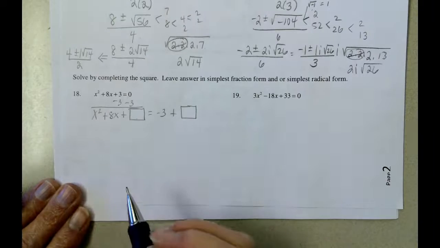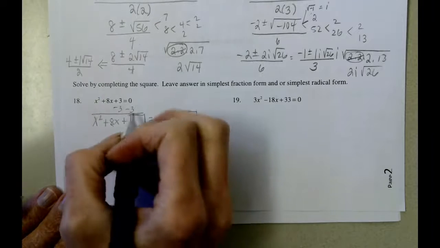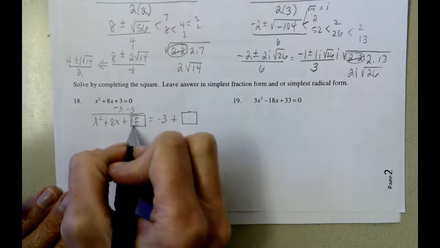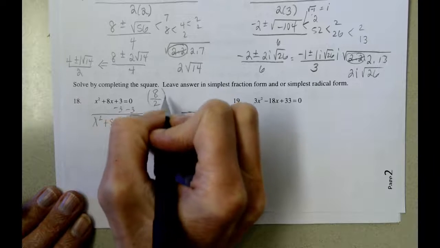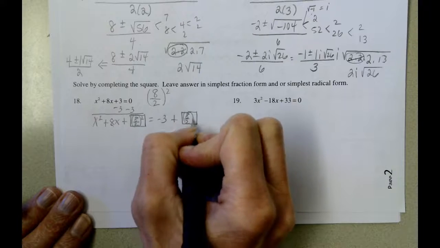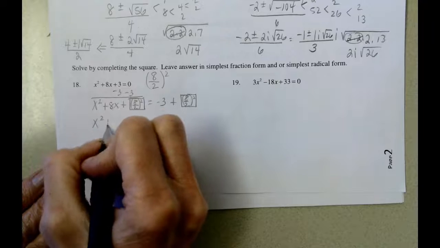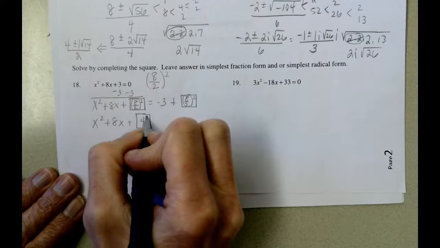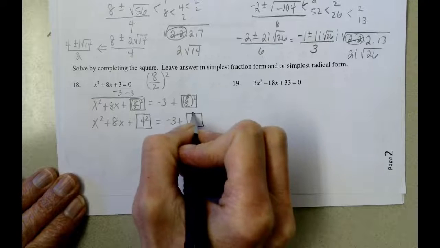To figure out what goes in this box, we're going to take this 8 and divide by 2. It's always divide by 2 and square. I took 8 divided by 2 and squared. That's what's going in the box here. Same value here. And we can simplify 8 divided by 2 to get 4 squared. And again, the boxes are going to stay the same.